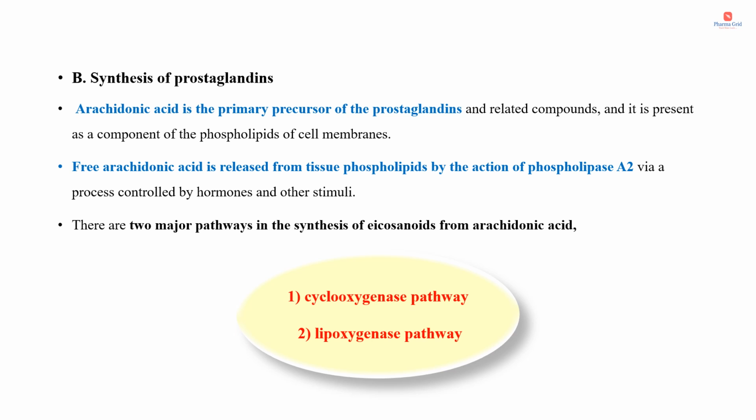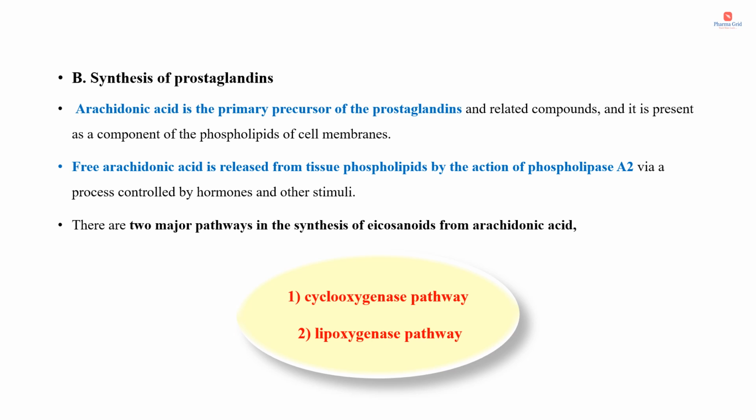Then let's see how the prostaglandins are synthesized. Arachidonic acid is the primary precursor of the prostaglandins and related compounds, and it is present as a component of the phospholipids of the cell membranes. This free arachidonic acid is released from tissue phospholipids by the action of phospholipase A2 via a process controlled by hormones and other stimuli.